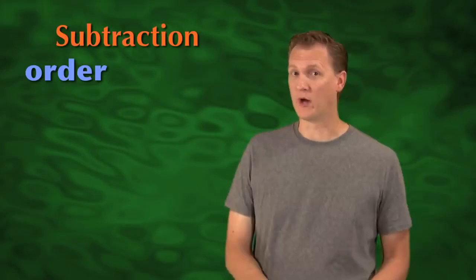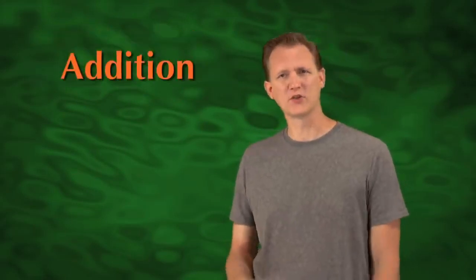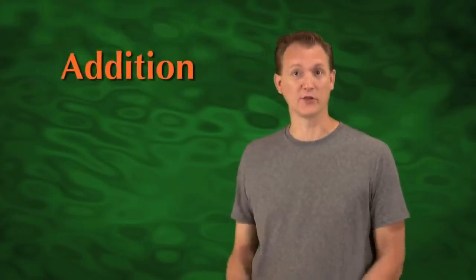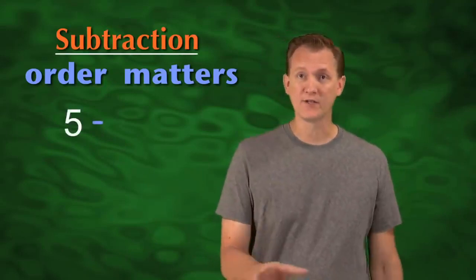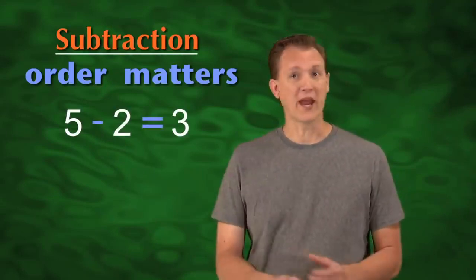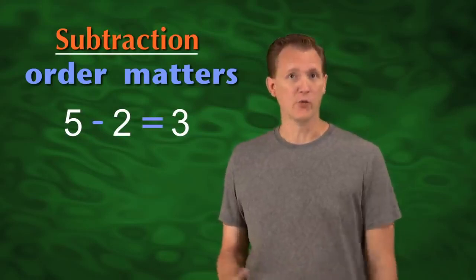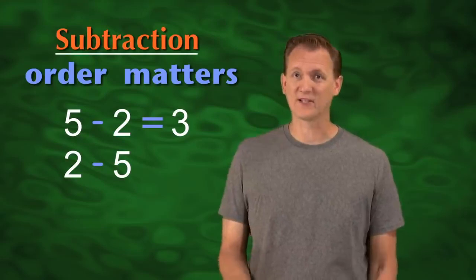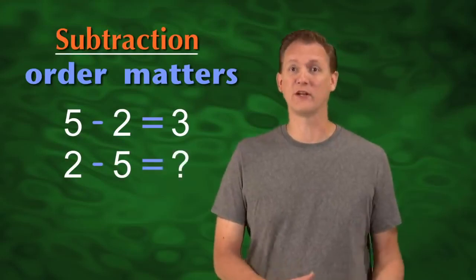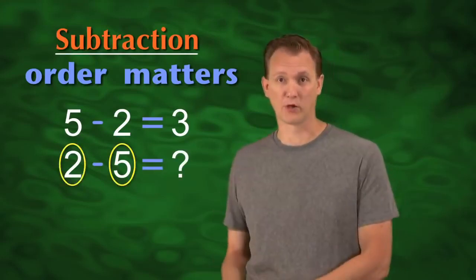The main difference is, with subtraction, the order of the problem matters. With addition, you can switch the order of the numbers you're adding and you'll still get the same answer. 5 plus 2 equals 7, and 2 plus 5 equals 7. But with subtraction, if you have the problem 5 minus 2, you'll get 3. But you can't switch the problem around. You won't get the same answer if you try to do 2 minus 5 instead. In fact, you'll probably get confused because you'll be trying to subtract a bigger number from a smaller one.